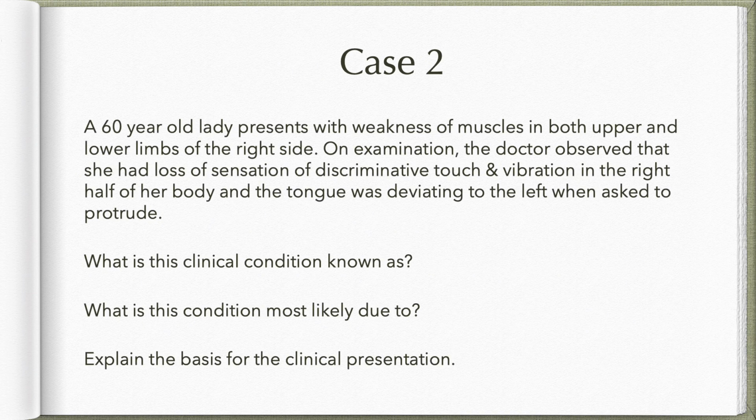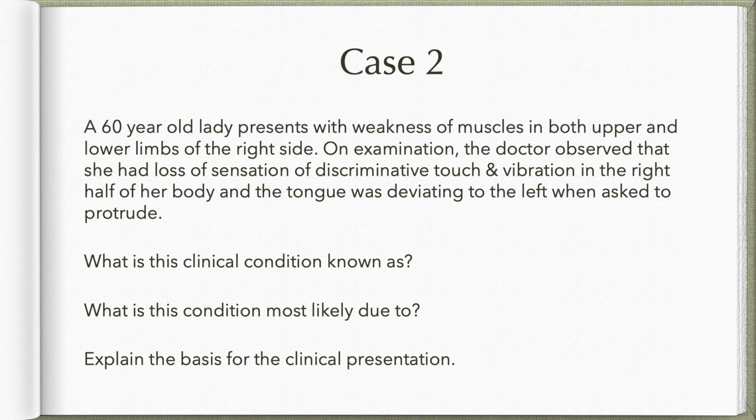Now coming to the second case, a 60-year-old lady presents with weakness of muscles in both her upper and lower limbs of the right side, that is right-sided hemiparesis. On examination, the doctor observed that she had loss of sensation of discriminative touch and vibration to the right half of her body. That is, you can identify which is the fiber bundle which is involved here. And the tongue was deviated to the left when asked to protrude.